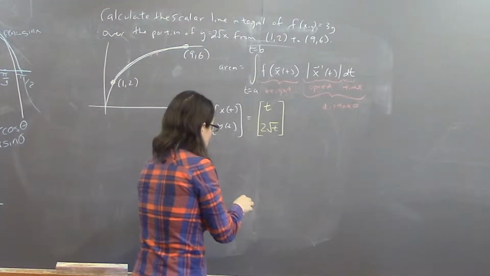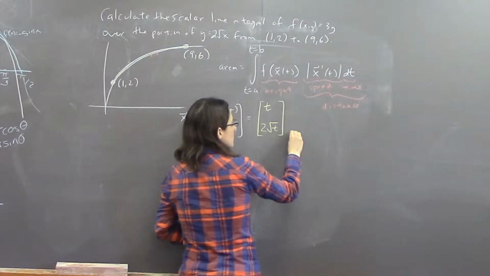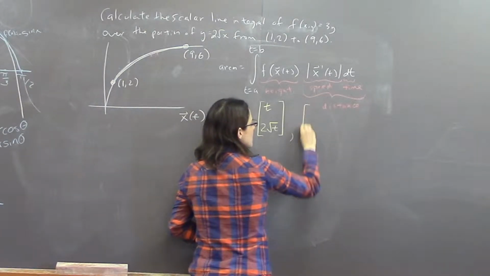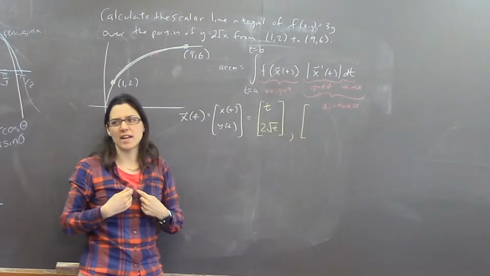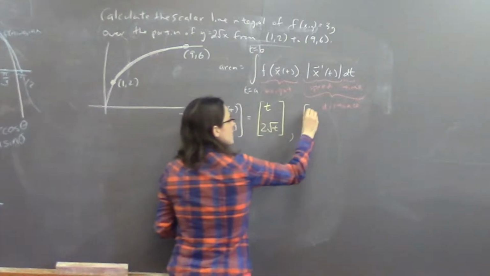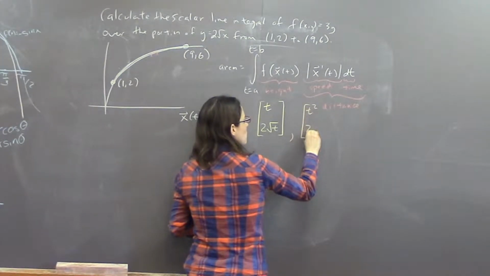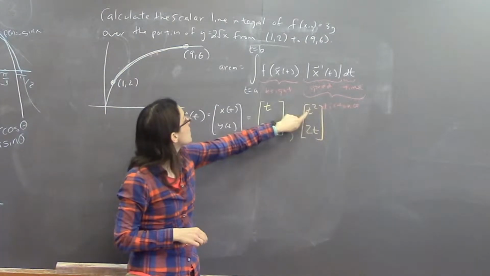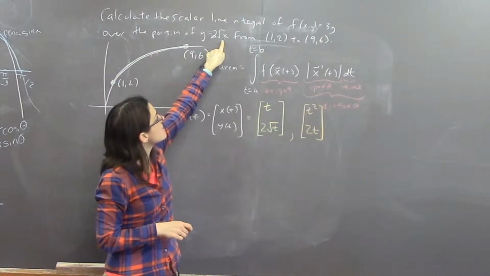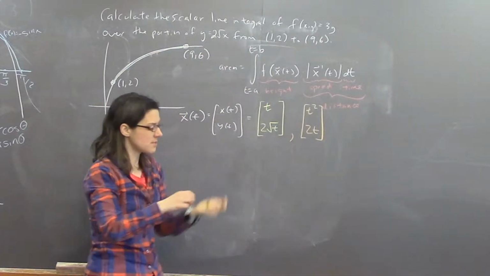Alternatively, you could be like, I don't like square roots. So I'm going to have x be t squared and y be 2t. Let's see, does that work? If x is t squared, then the square root of x is t, so y is 2t. So that seems to work.